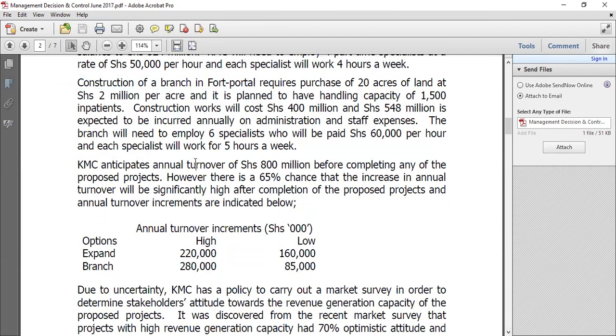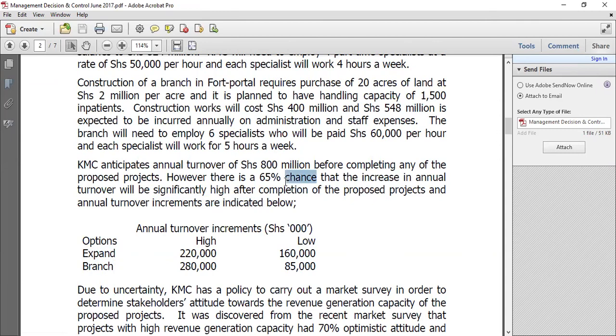So they anticipate this turnover before completing any of the projects, okay, before they have taken on the project. They're telling us that, however, there's 65% chance that the increase in the annual turnover will be significantly high after completion of the proposed project. And they're telling us that the annual turnover increments are indicated as below, okay? So we have different options here. So we have for expand, and then we have the high, okay? Now, expand and then branch. So we have the aspect of the high, and then we also have the aspect of the low, okay?